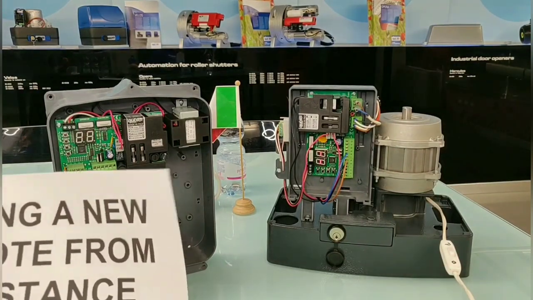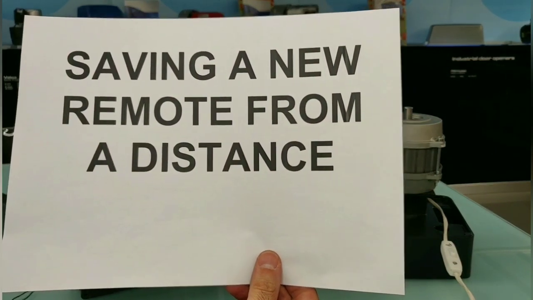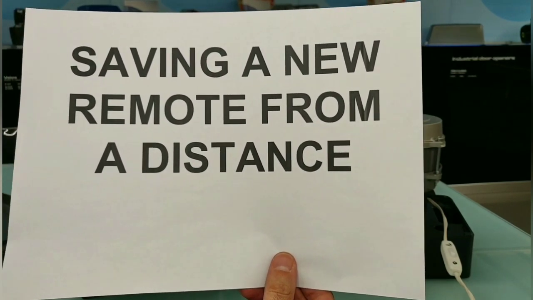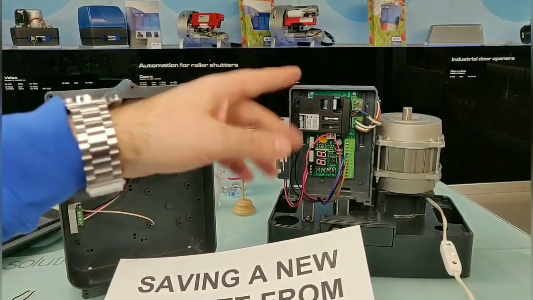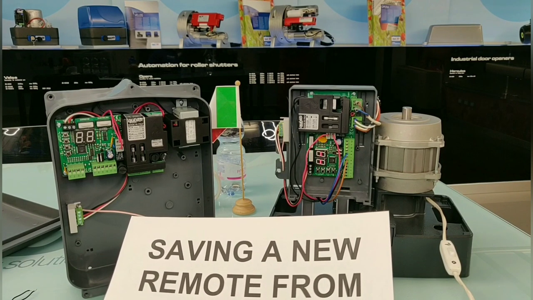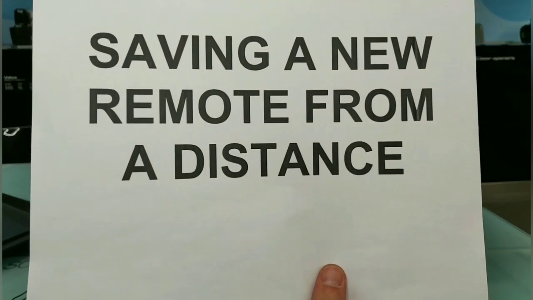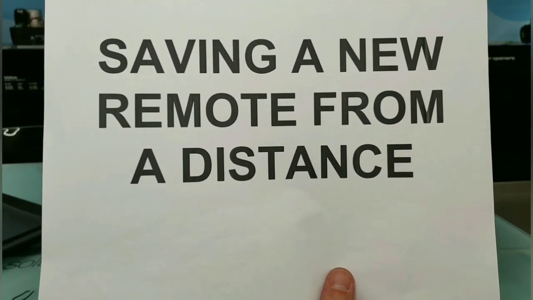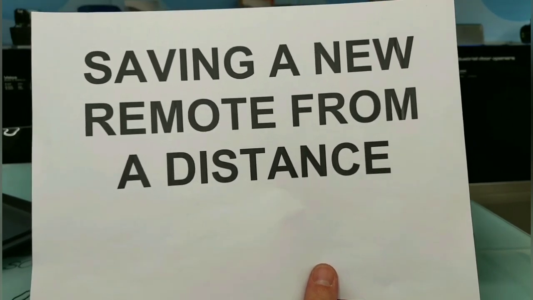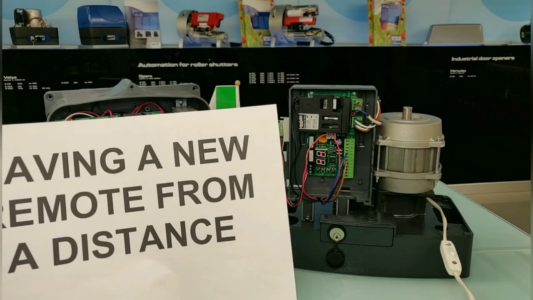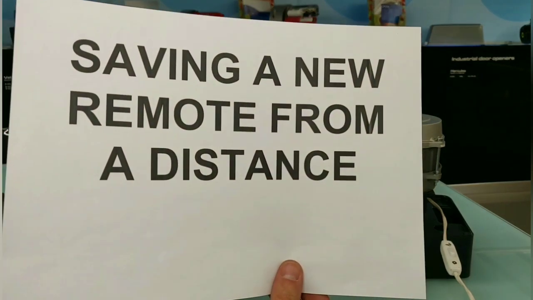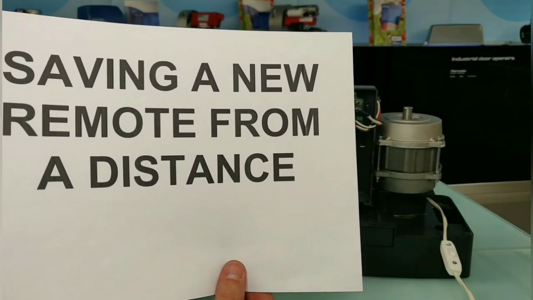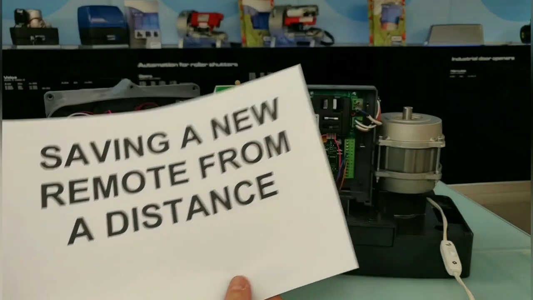Another interesting function, and this is the last one for this time, is the possibility of saving remotes from a distance. You therefore no longer need to open the control box compartment. If you have a pre-saved remote, you will now have the chance to program a new one without having to open the control box compartment. The procedure is safe and secure, and there are some hidden steps to be followed to be able to program the remote from a distance. We will see now in detail how to do it.